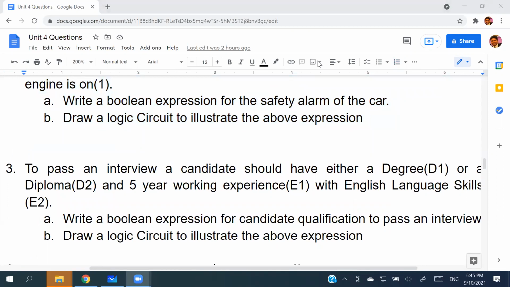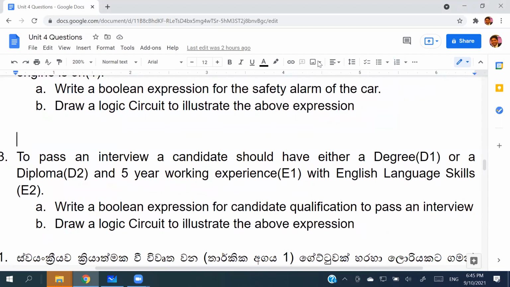And people, now when you are trying the third one, let me tell you something. The third one is not something circuit related. It is a general scenario, a non-circuit related one. But again, these kinds of general scenarios can be mapped into a logic circuit, and you will be getting these kinds of questions. So I have given you the variables for degree, for diploma, the working experience and the English language skills, right? So consider those and try to come up with the answer, right?